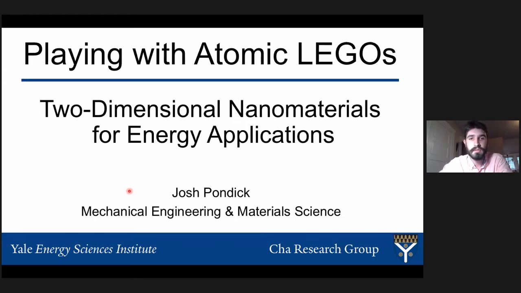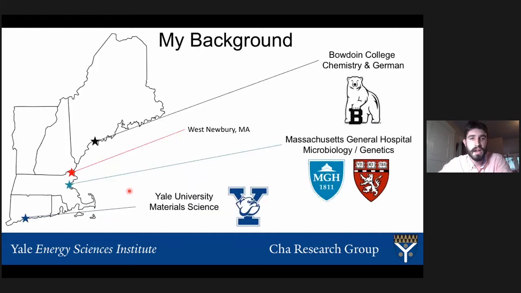So first, just a bit of brief background about myself. I'm from Massachusetts, and I became interested in chemistry in high school. I ended up going to Bowdoin College, where I studied German literature and chemistry. I ended up doing research my senior year in chemistry, and I knew I wanted to pursue a career in research. Initially, though, I was interested in biochemistry. So I actually went to Boston, where I worked at Massachusetts General Hospital in a microbiology lab, which was a really rewarding experience. But I ultimately decided that my true passions lie in the physical sciences.